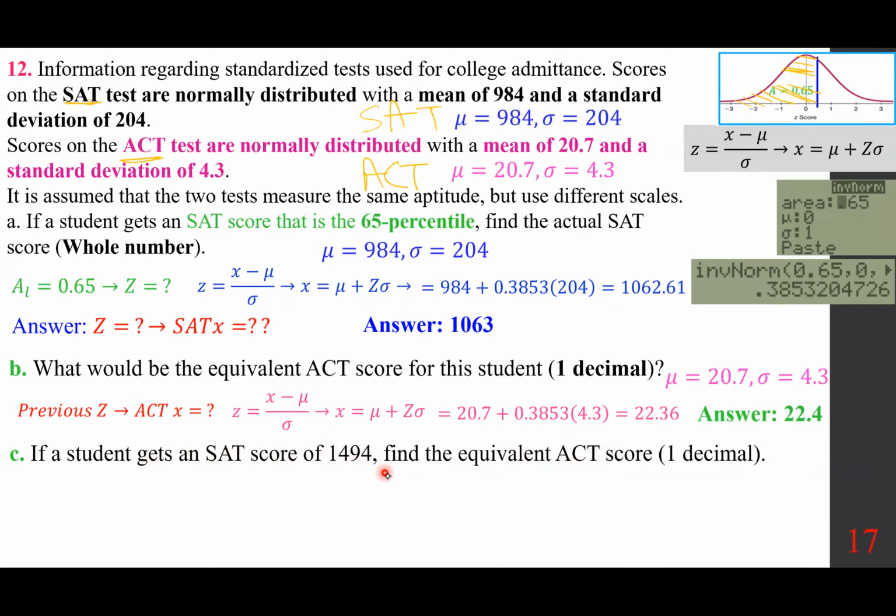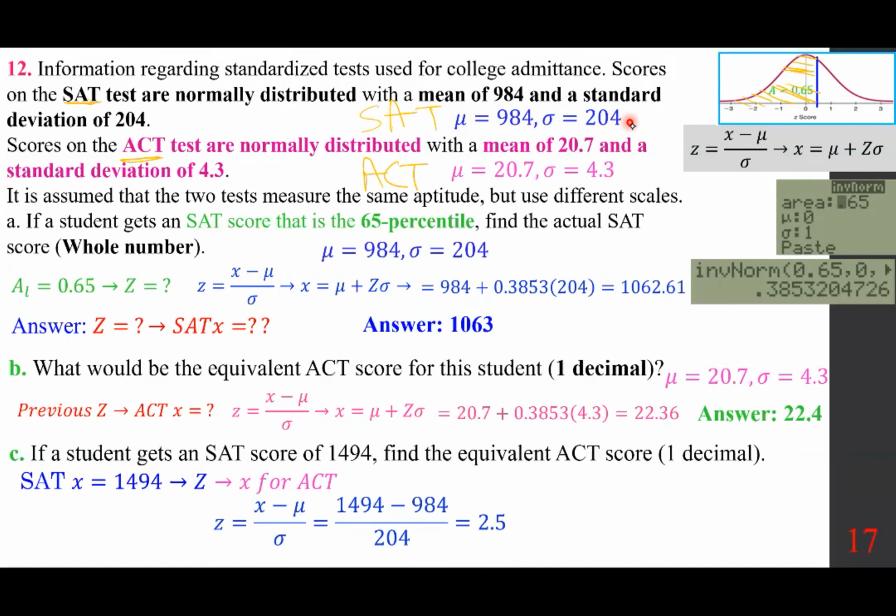So for SAT, I have the X score of 1494, and we want to find the Z score for that, and then go to the X score for ACT. So Z is X minus mu over sigma. And we are going to use SAT, everybody. What is X? 1494. Mu and sigma, use those. And the Z score: if your SAT score was 1494, it is equivalent to the Z score of 2.5.